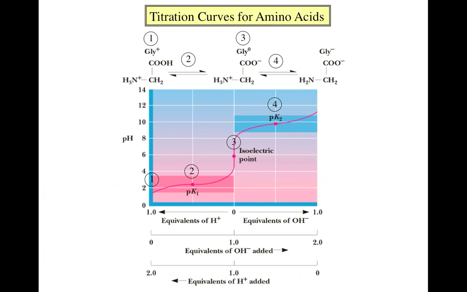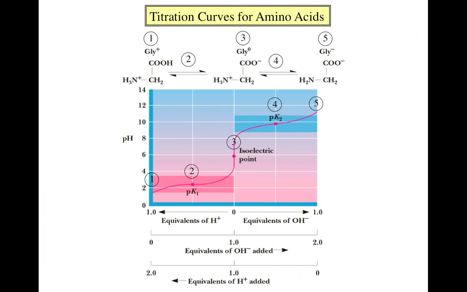At point 4, after 1.5 equivalents of base have been added, the amine groups on half of the glycine molecules will be deprotonated. At this point, when half of the amine groups are protonated and half are deprotonated, the pH is equal to the pK for that group. At point 5, after 2 equivalents of base have been added, the amine groups on all the glycine molecules will be deprotonated. Notice the shape of the titration curve as base is added.